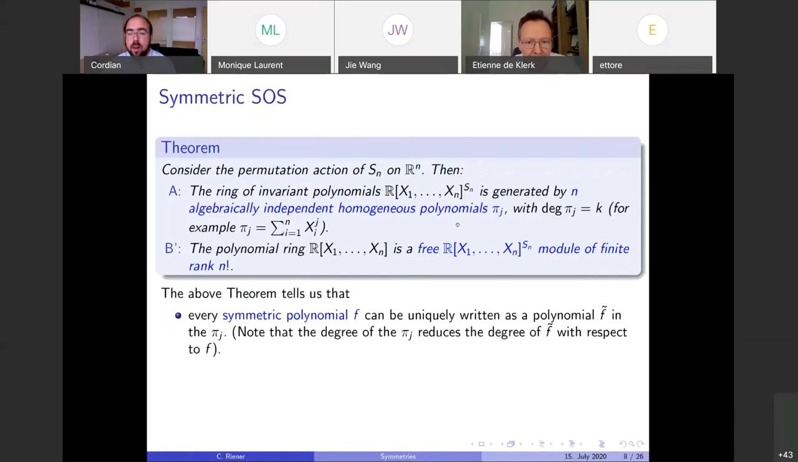Essentially, the polynomials pi, they are the sum of the variables to the power j, for j from 1 to n.